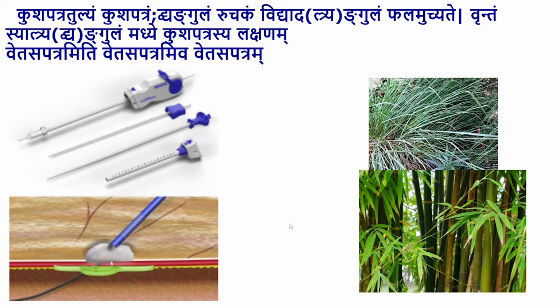So such knives could be considered as either the Kushapatra or the Betasapatra. Otherwise, the features are the same. The difference between Vetasa and the Kusha is only the dimensions. A thinner one is a Kushapatra, a relatively wider one is considered a Betasapatra.